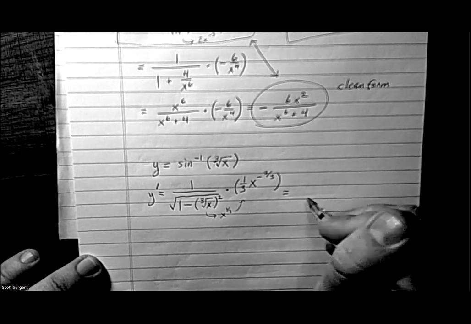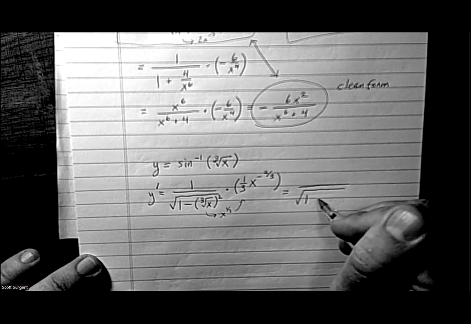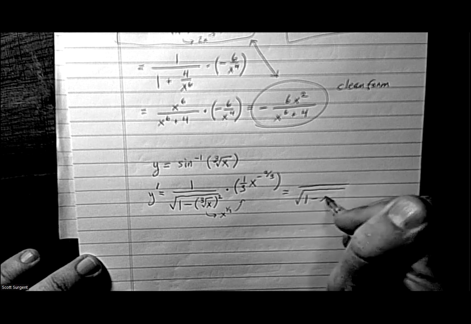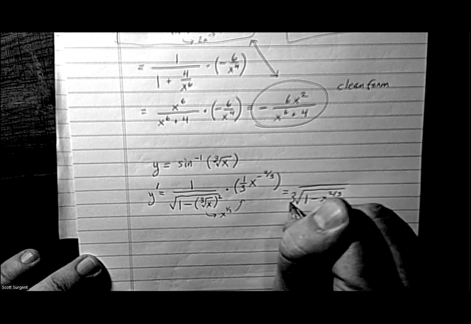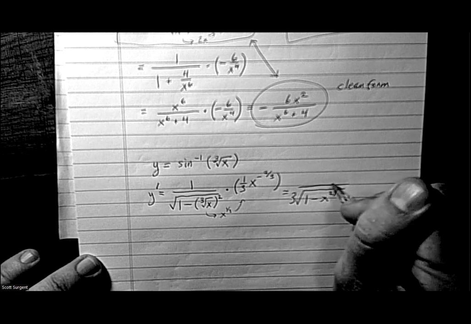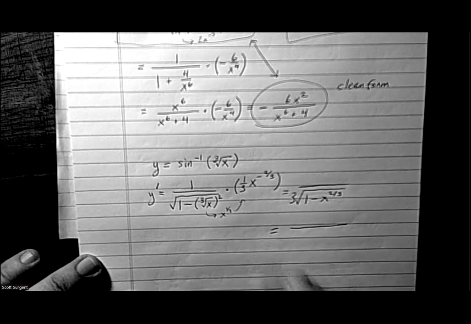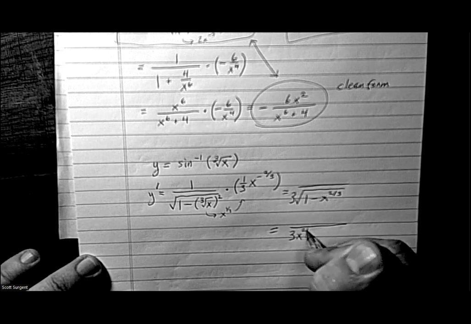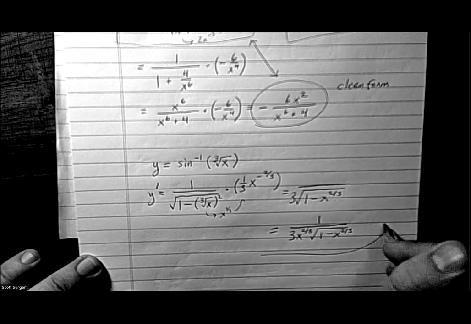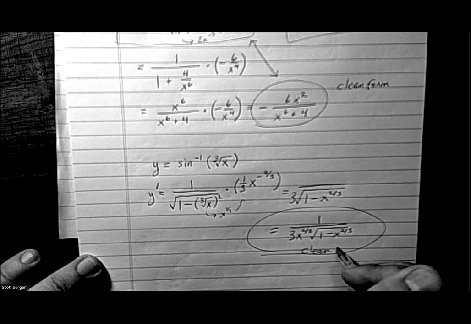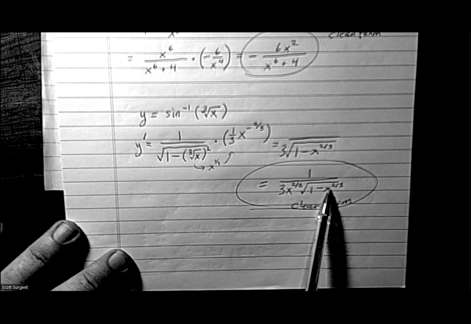Let's see. The radical, it'd be 1 minus, that'd be x to the 2/3 power. And then on top, this 3 right here actually can sit out in front. In fact, you know what? I'm going to just write it again. Check this out. Because everything actually falls into the bottom. That would be the cleaned up form. Okay. So these are 2/3 powers.